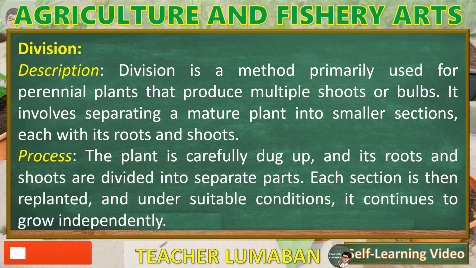Process: the plant is carefully dug up and its roots and shoots are divided into separate parts. Each section is then replanted, and under suitable conditions, it continues to grow independently.